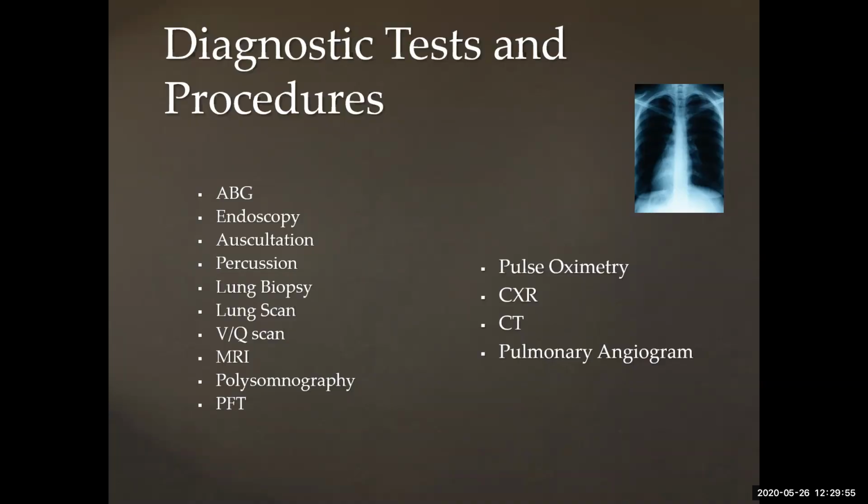VQ scan is a ventilation perfusion scan. It's a two-part nuclear med test to detect ventilation perfusion issues. So usually if we suspect that a person might have a blood clot in their lungs, pulmonary embolism, we'll do that. MRI, remember, is non-ionizing images of the lung to visualize any lung lesions.